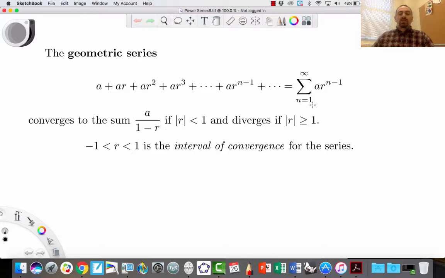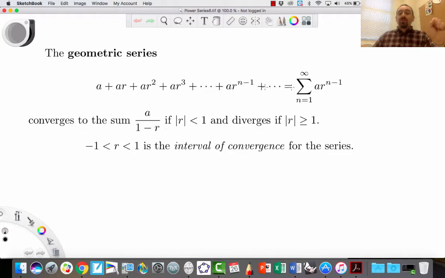Or I can write it like this, n from 1 to infinity, of a r to the n minus 1. Now we're using the n minus 1 so that our first term is a, my second term is a r. There's lots of ways to write this, but I want to make sure that my first term is the number a, by our definition, and the second term is a times the common ratio.